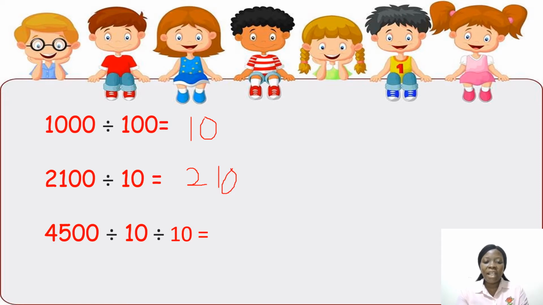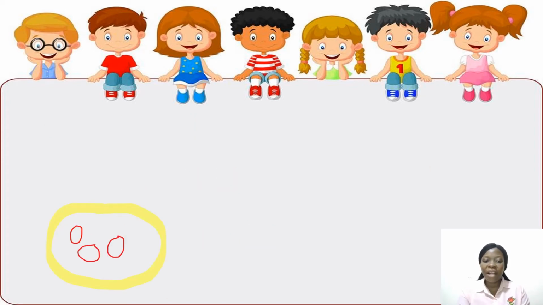And then finally, 4500 divided by 10 would give us what? This 0 cancels out this 0. So we have what? 45. It's the same as saying 4500 divided by 100. So if these are your answers, then you are definitely correct. Give yourself a big thumbs up, okay? All right, let's make progress.